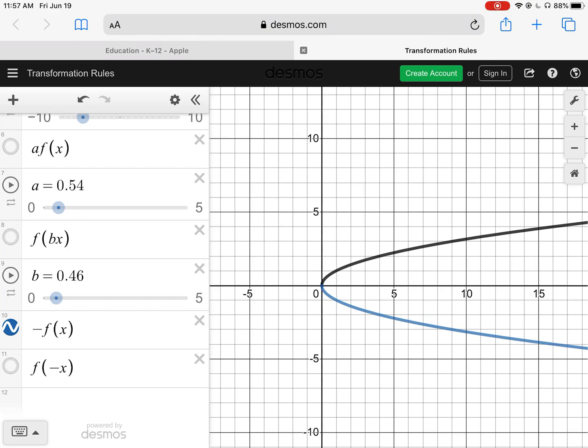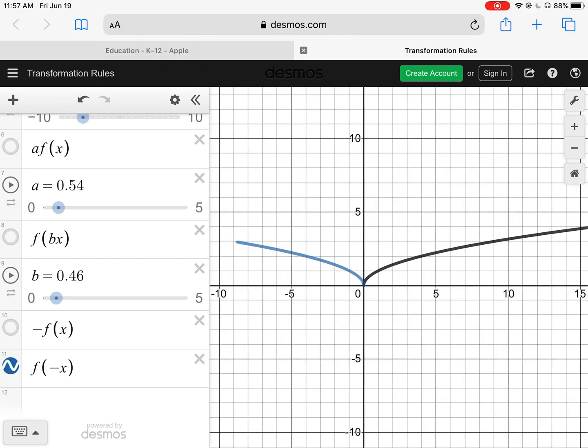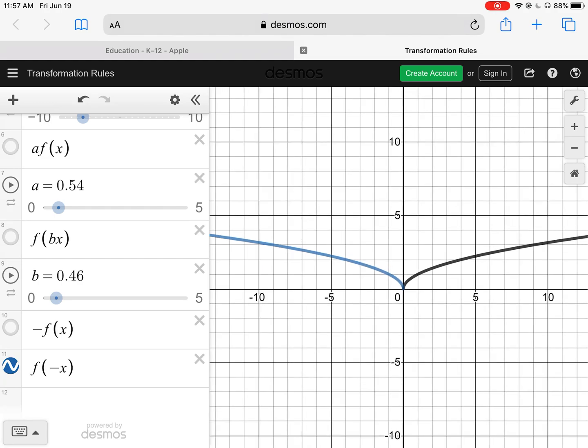It just reflects it across the x-axis. That's because the y-coordinates are changing sign in the case of negative f of x. Now, if I have f of negative x, where the negative is inside the function, now the reflection is across the y-axis. That's because it's the x-coordinates that are changing sign in the case of f of negative x.